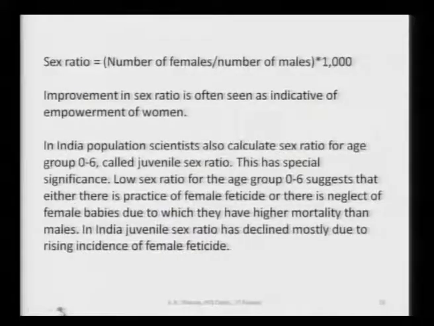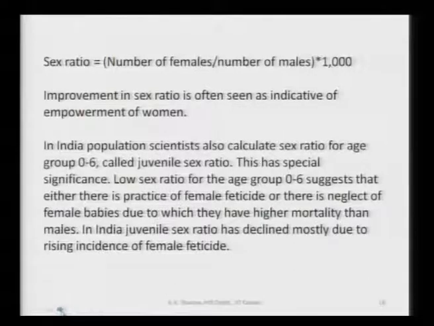Now, coming back to sex ratio, as I said earlier, it is defined as number of females per 1000 males, at least in India it is defined like that. An improvement in sex ratio is often seen as indicative of empowerment of women. See the connection between demography and sociology. Sex ratio as such is a demographic concept, a demographic indicator, which is a ratio of number of females to number of males, but it has social implications. It can also be taken as an indicator of development in some sense. It is indicative of empowerment of women. In India, population scientists also calculate sex ratio for age group 0 to 6. This is called juvenile sex ratio.